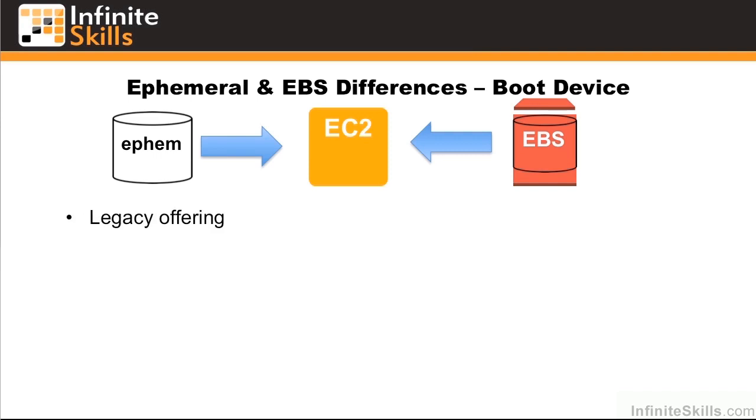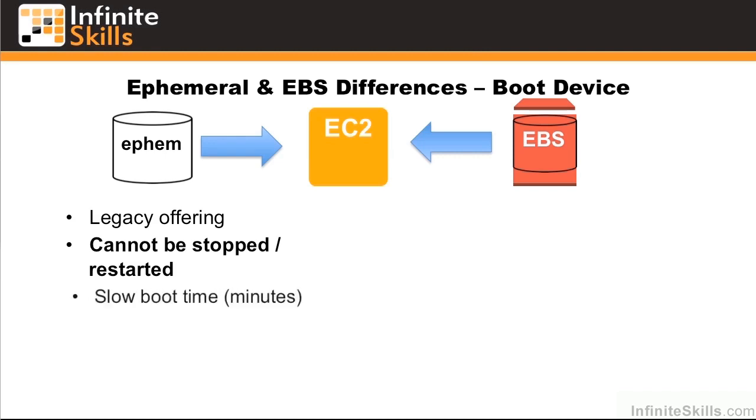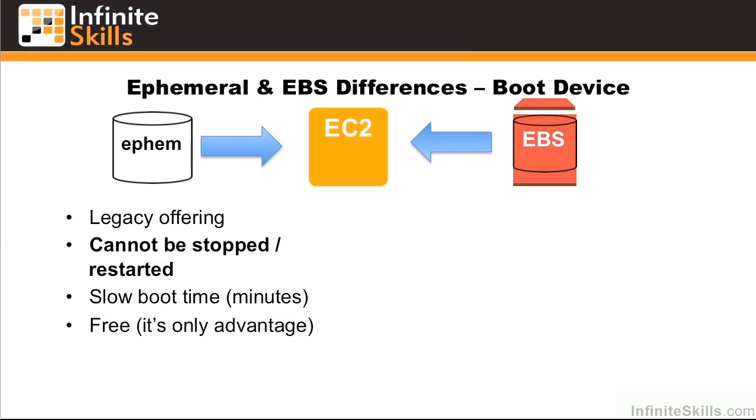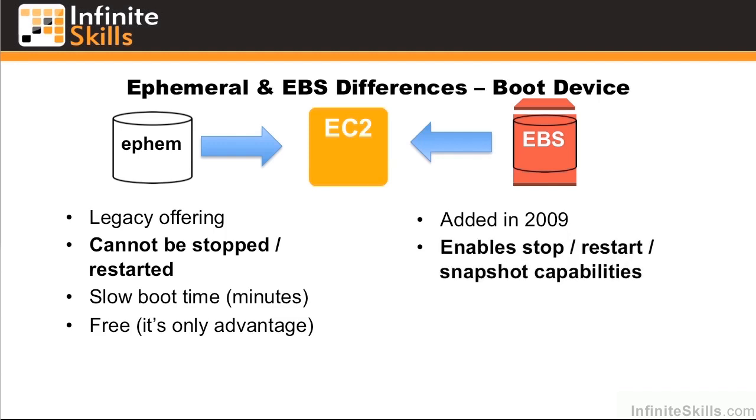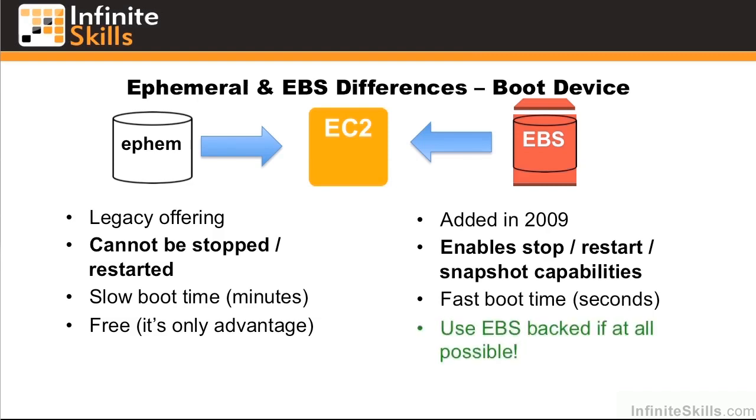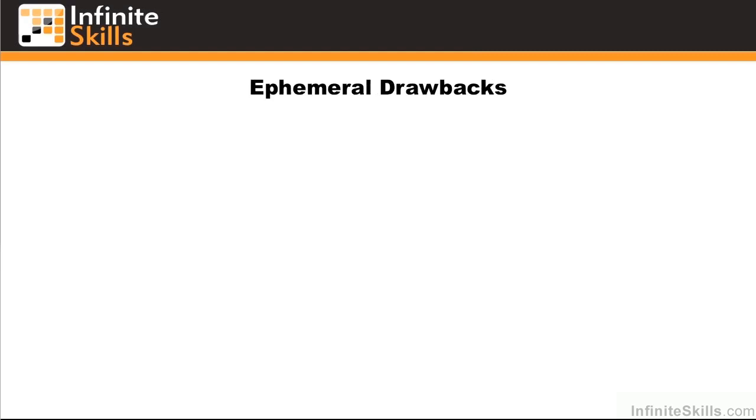Ephemeral is a legacy offering. It cannot be stopped or restarted. Its lifetime is tied to the instance itself. It has a very slow boot time, which is typically measured in minutes, and it's free, which is its only advantage. EBS, on the other hand, was added in 2009. It enables stop, restart, and snapshot capabilities. It has a very fast boot time, which is typically measured in seconds or dozens of seconds. The thing to note here is that if at all possible, you probably want EBS backed. If you're thinking of using Instant Store, you need to have a very good reason.